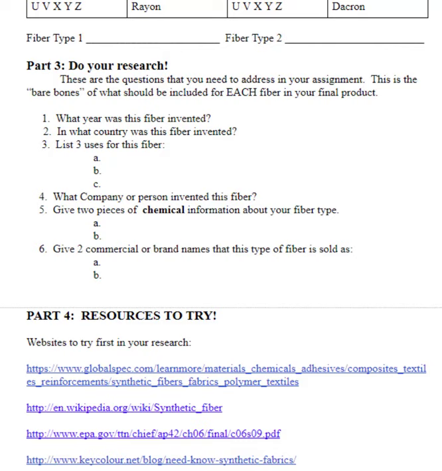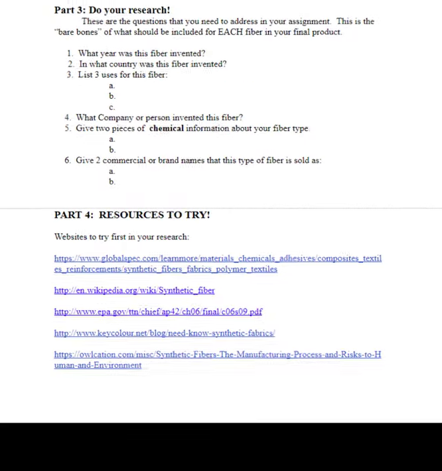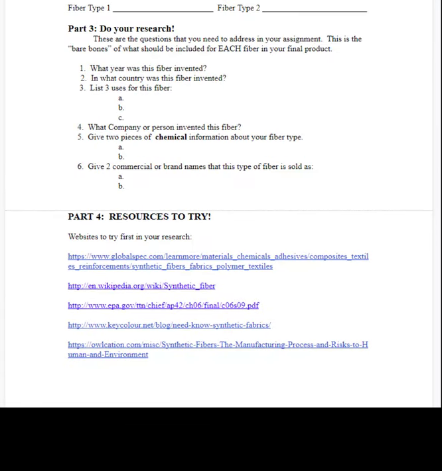Now, we've given you a few resources to start in your search. There are 5 links here, and those links all go to excellent sources of information about synthetic fibers, but you're absolutely not limited to that research. So that's a quick overview of your assignment. You're going to have a full week to work on this, 7 days, and we cannot wait to see what you come up with.